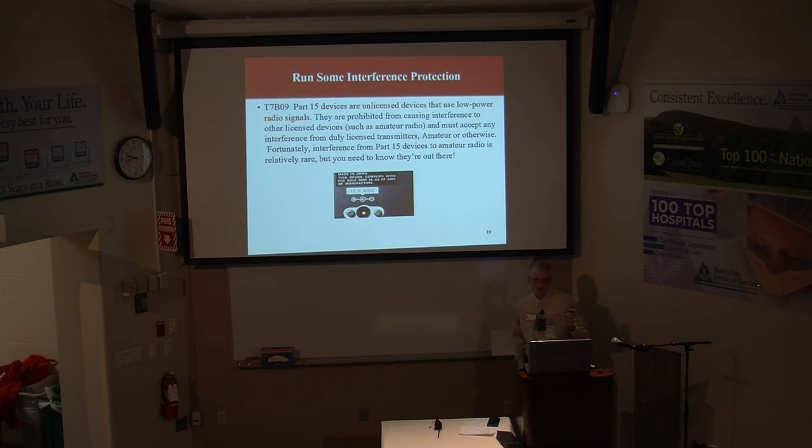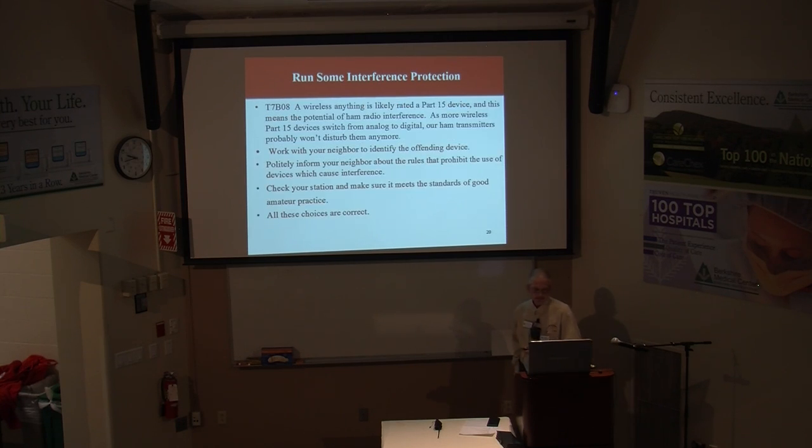Unfortunately, interference from Part 15 devices to amateur radio is relatively rare, but you need to know that they're out there. A wireless anything is likely to be rated as a Part 15 device, and this means the potential of ham radio interference. As more wireless Part 15 devices switch from analog to digital, our ham transmitters probably won't disturb them anymore. And there's what I asked the question about to Dave.